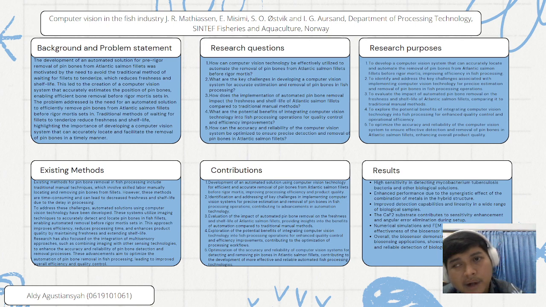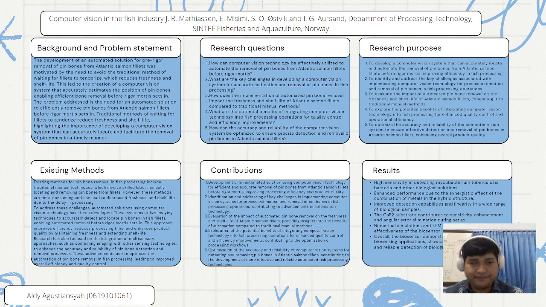Research purposes. 1, to develop a computer vision system that can accurately locate and automate the removal of pin bones from Atlantic salmon fillets before rigor mortis, of course improving efficiency in fish processing. 2, to identify and address the key challenges associated with implementing computer vision technology for precise estimation and removal of pin bones in fish processing operations. 3, to evaluate the impact of automated pin bone removal on freshness and shelf life of Atlantic salmon fillets, comparing it to traditional manual methods. Those are the three main research purposes.